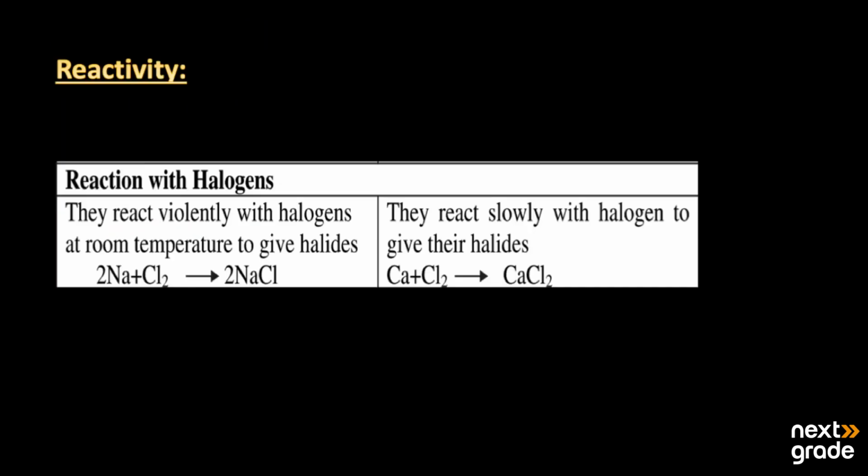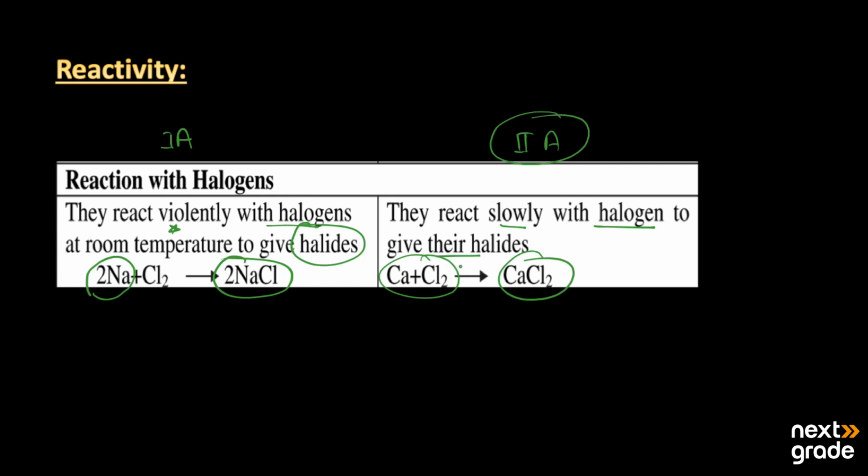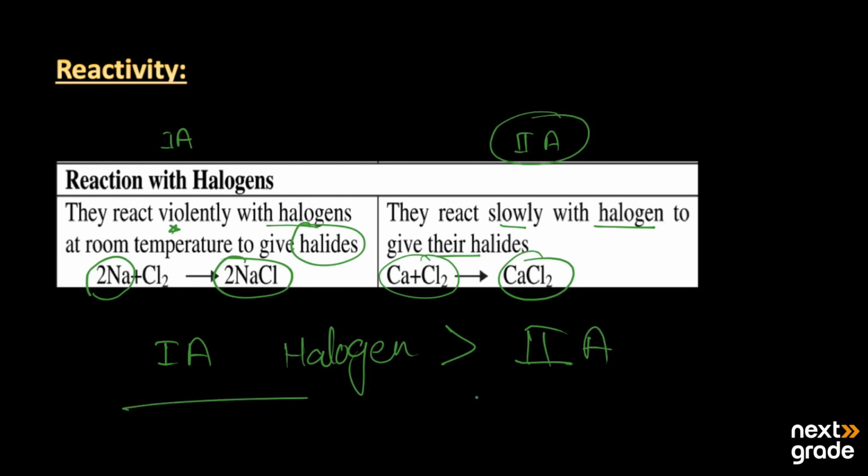We have their reactivity with the halogens. They react violently with the halogens. This is about group 1A, the alkali metals, and this is about group 2A, the alkaline earth metals. When halogens react with metals like the alkali metal sodium, they produce salts, basically known as halides, and all this happens at room temperature. On the other hand, the group 2A elements react slowly with halogens and give their halides, like calcium chloride. So the reactivity of group 1A elements with halogens is more as compared to group 2A.